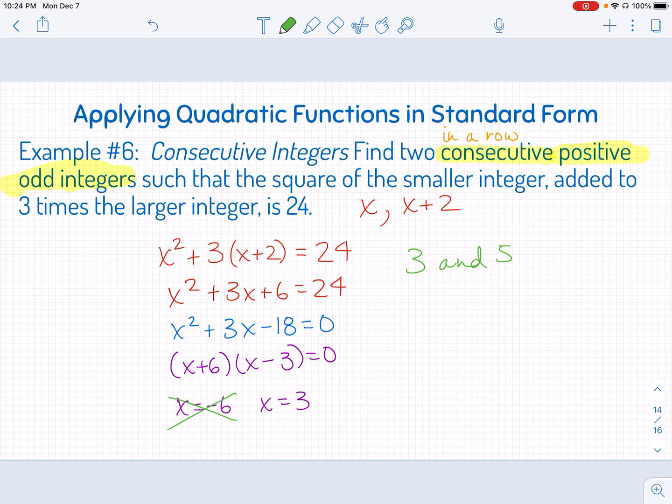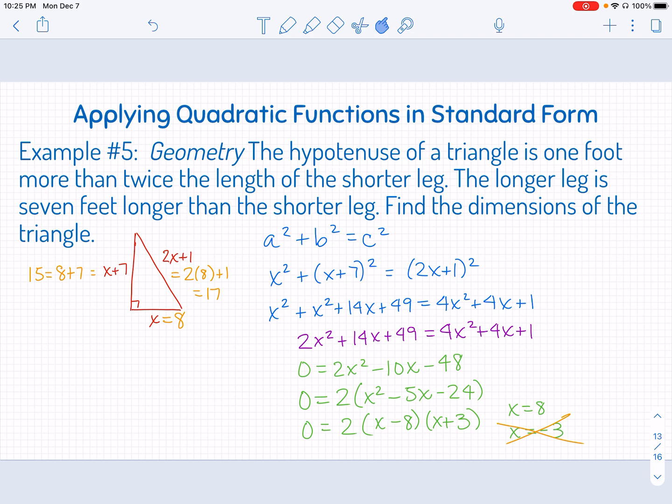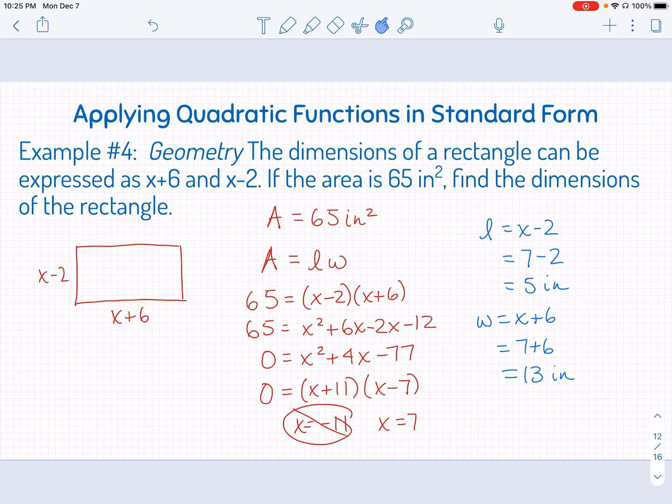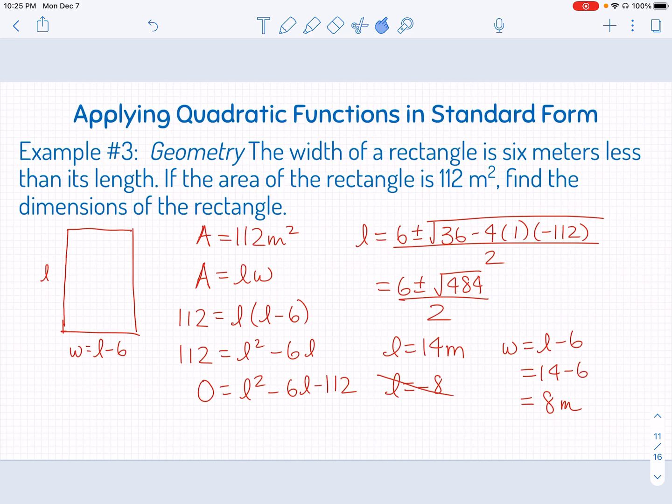Now, if you want to check, you could say, well, if the square of the smaller, so 3 squared, added to 3 times the larger is 24. Yep, that checks. So you know you're on the right track. And you could always follow that checking process for any of these. You could say, do all of these dimensions add up to whatever was given on the screen?